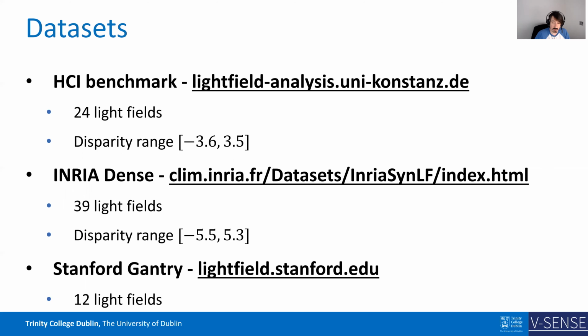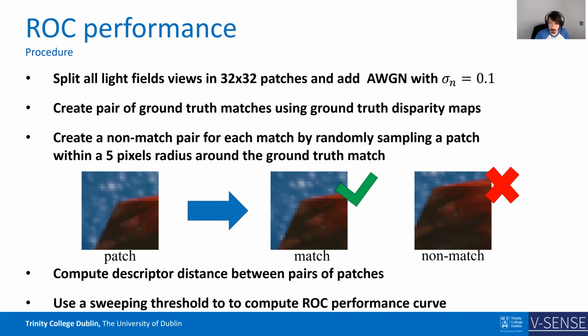So first, we want to evaluate the ROC performance of the proposed descriptor against existing descriptors. And the procedure that we used is summarized here. The main idea is to build a database of pairs of matching and non-matching light field patches. Using this procedure, we were able to generate around 200,000 patches for the INRIA dataset and around 400,000 patches for the HCI dataset. So we have enough patches for our study to be statistically relevant.